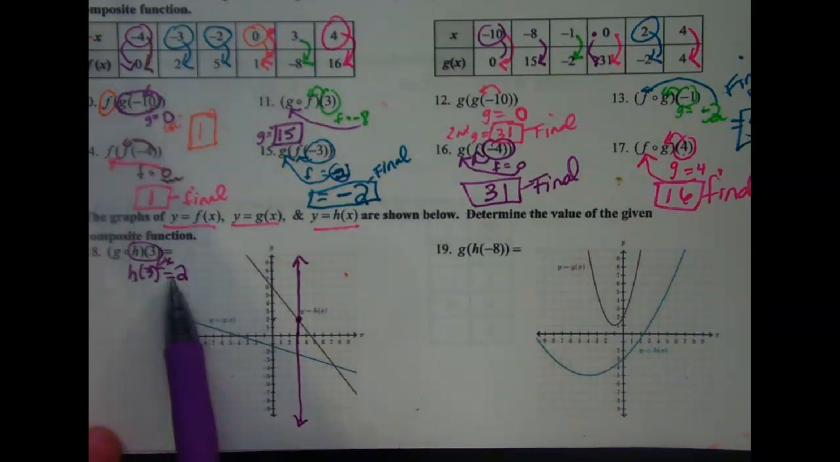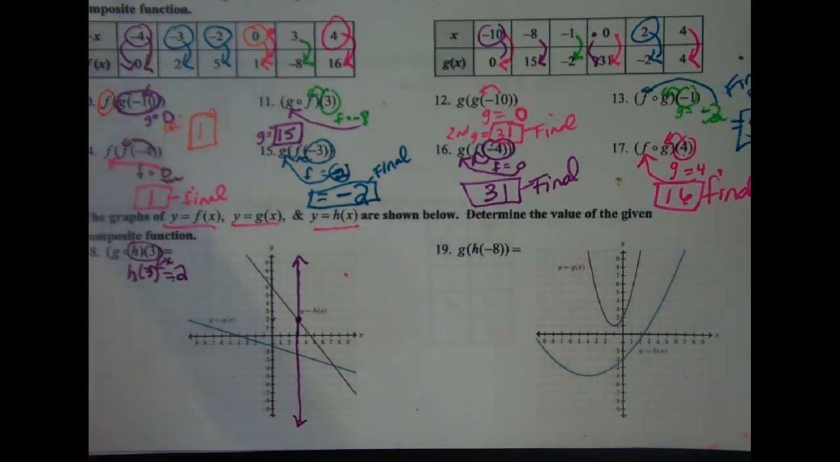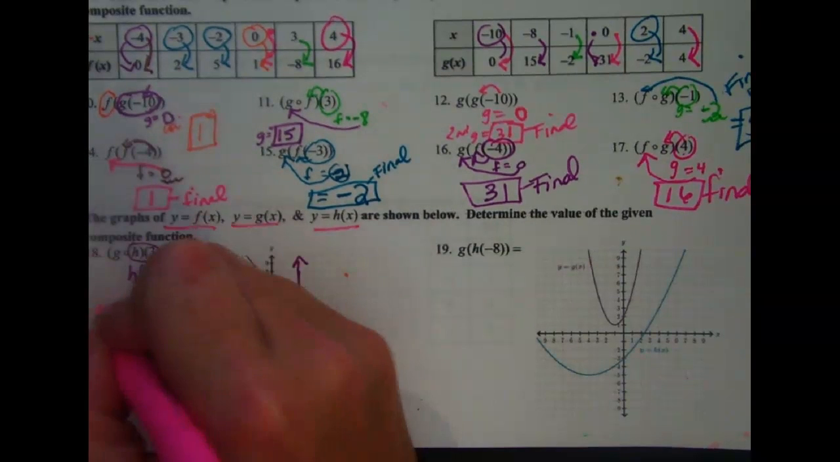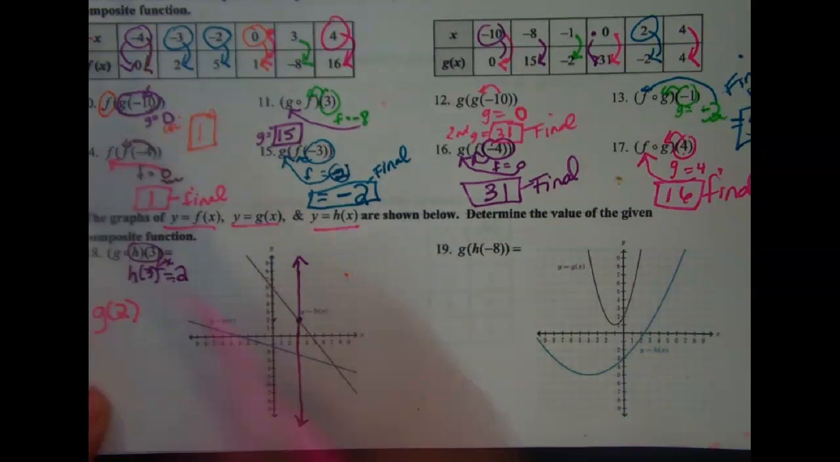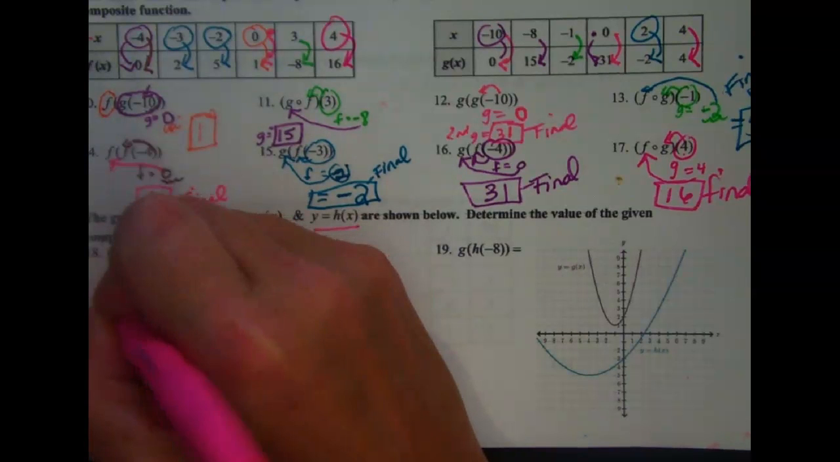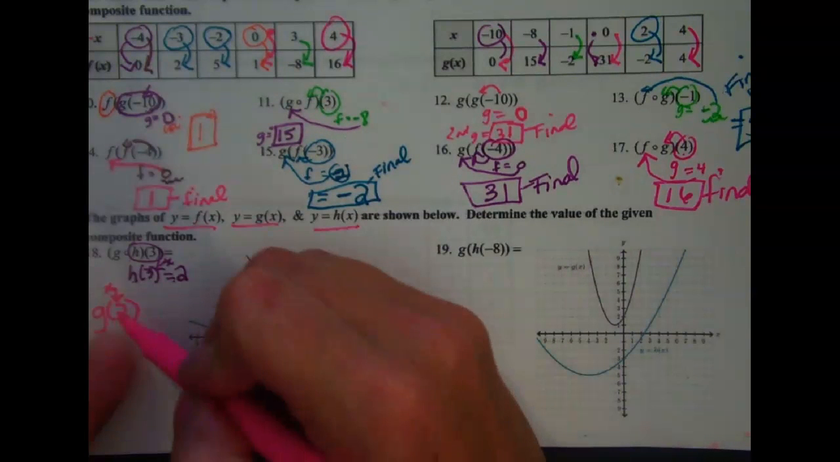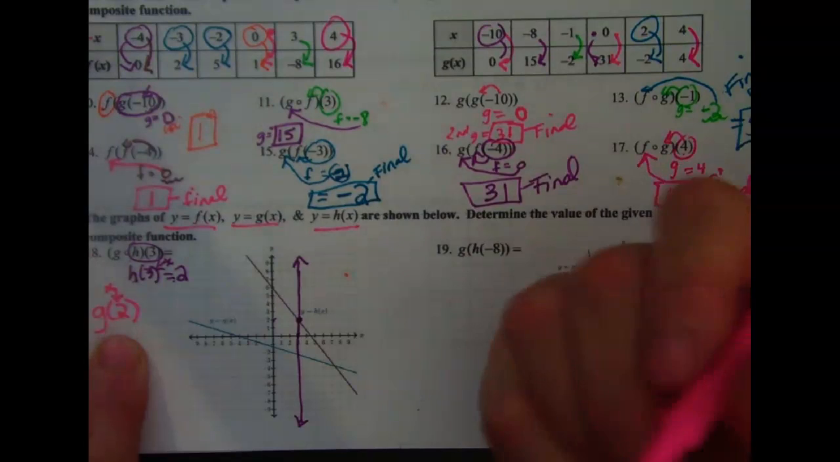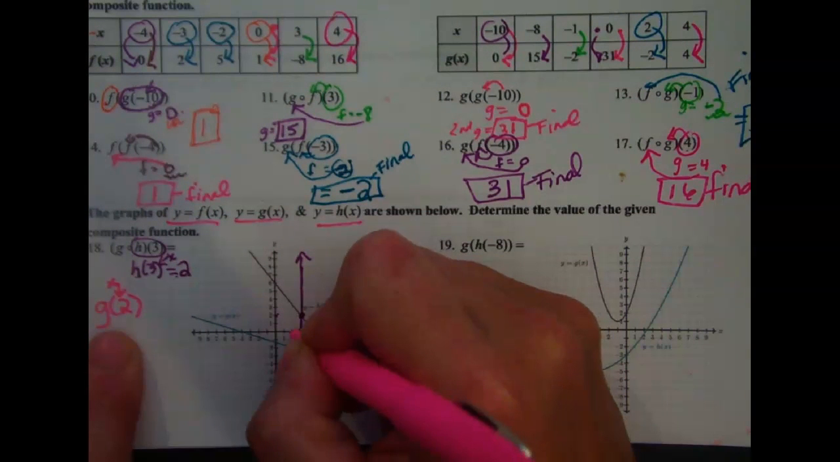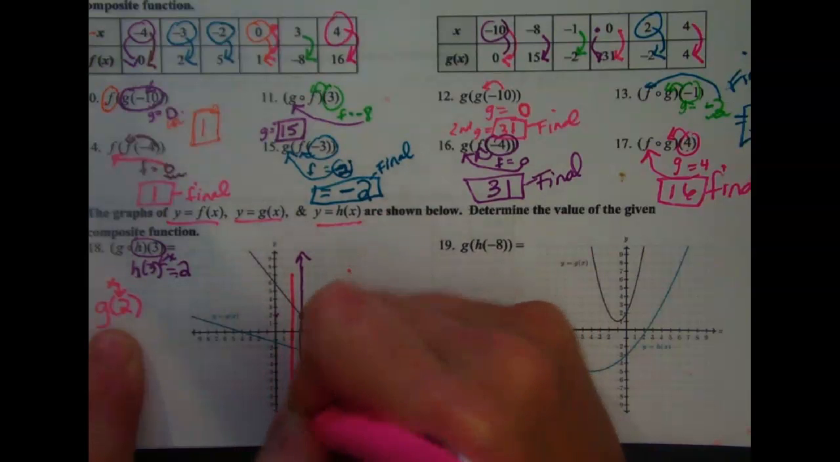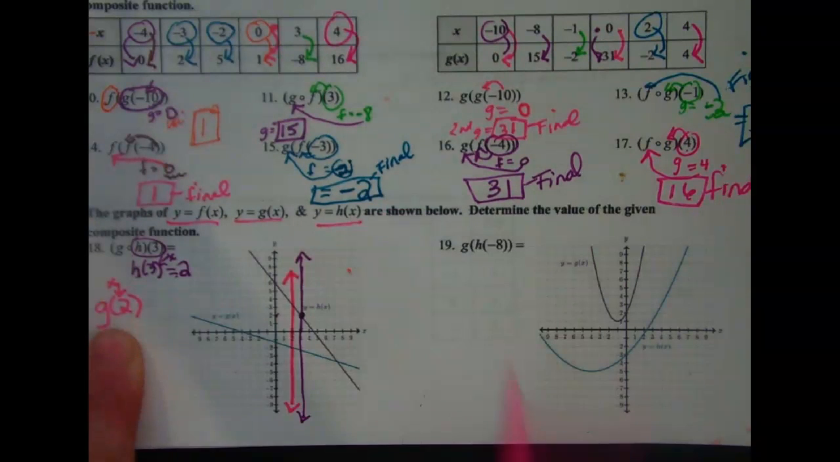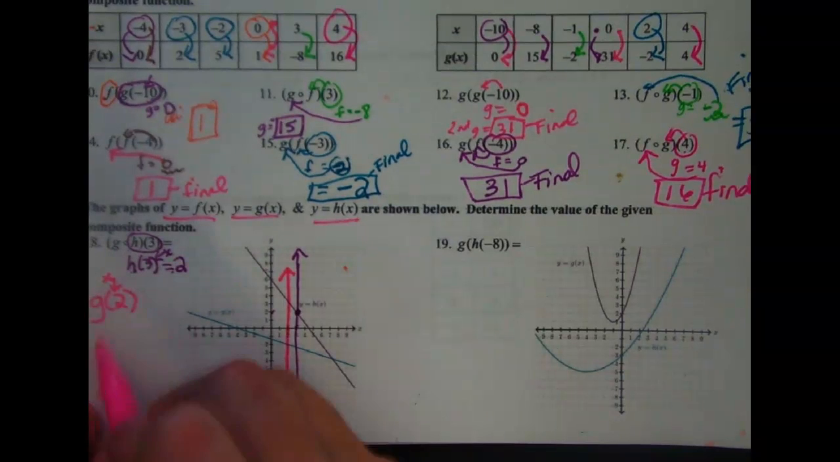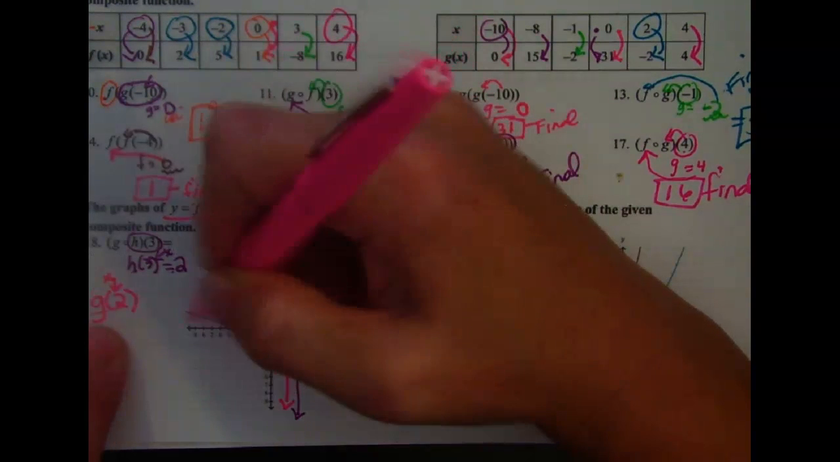So now we're going to use this 2, and we're going to find g of 2. Again, it's the same kind of thing. We pretend that x is 2, and we draw a vertical line at 2. But now we have to be careful. Make sure we're using the correct function. This one says to use g. So I'm going to look at the g line, which is this one down here.